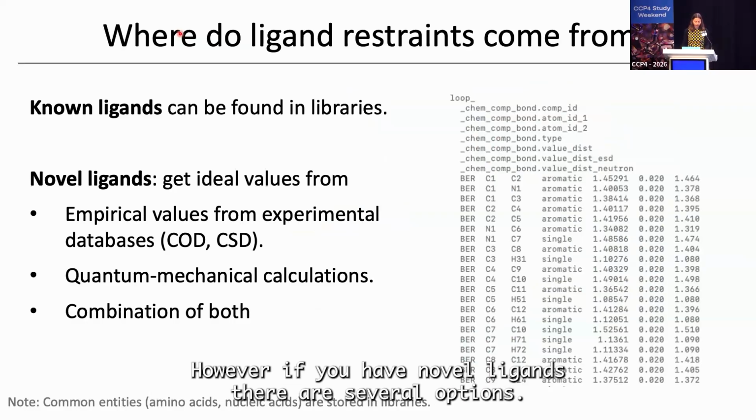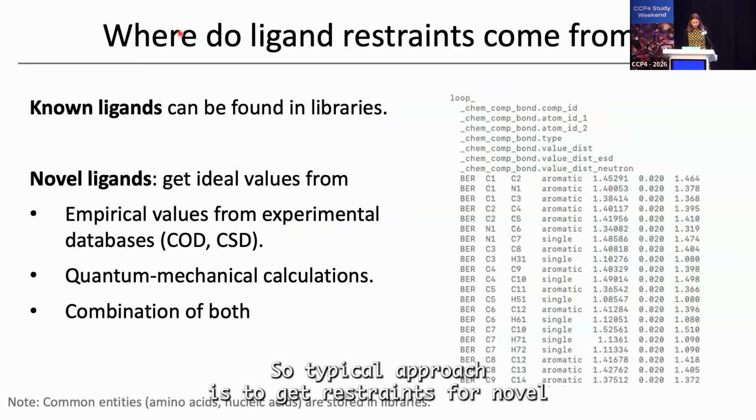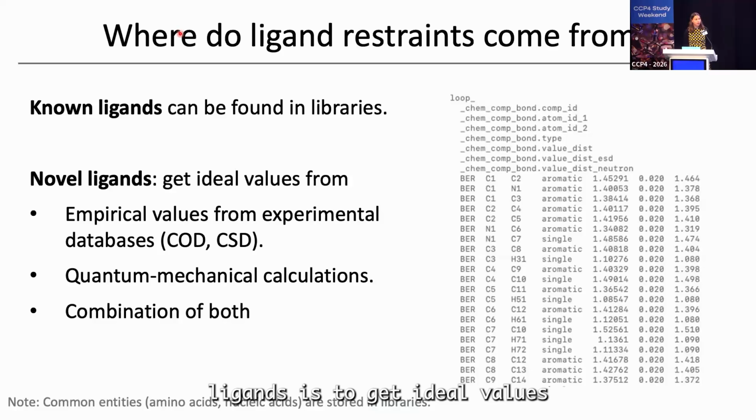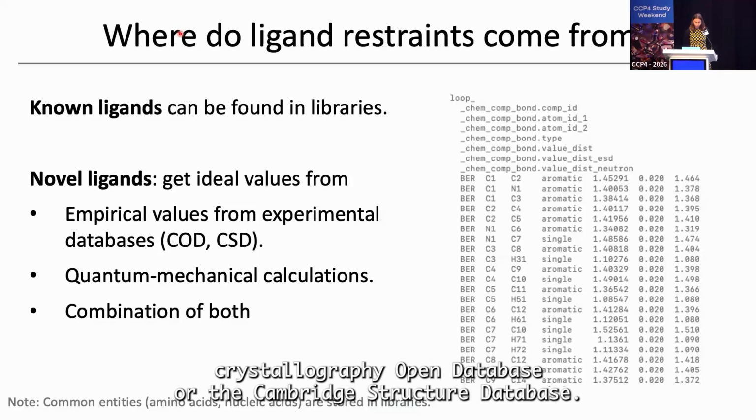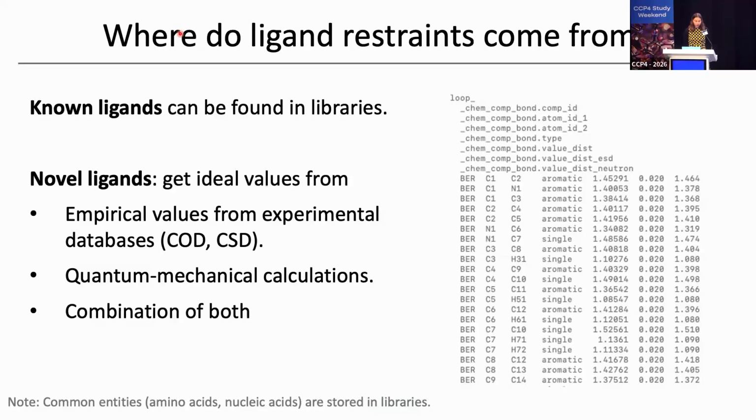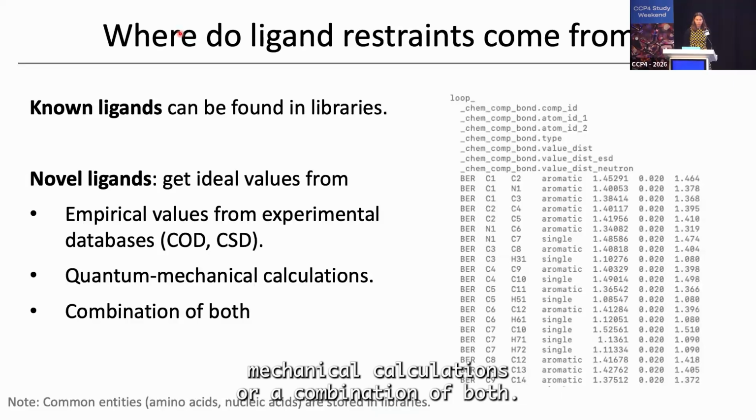However, if you have novel ligands, there are several options. A typical approach to get restraints for novel ligands is to get ideal values from, for example, empirical databases. So databases of small molecule crystal structures, such as the Crystallography Open Database or the Cambridge Structural Database. Another way is to do some quantum mechanical calculations or a combination of both.